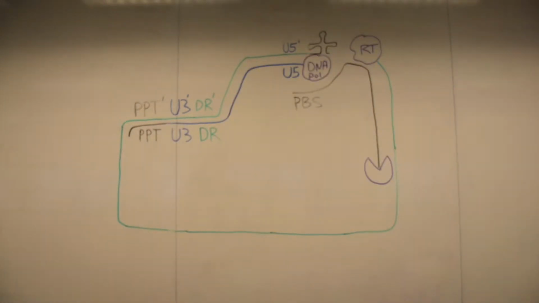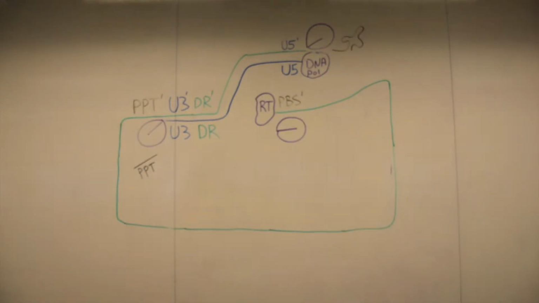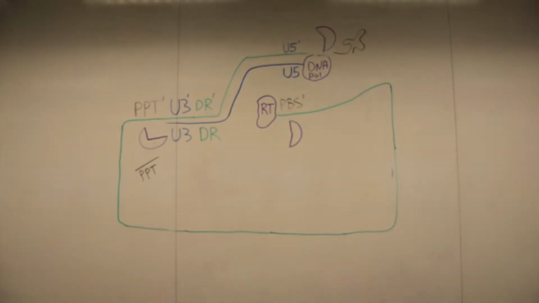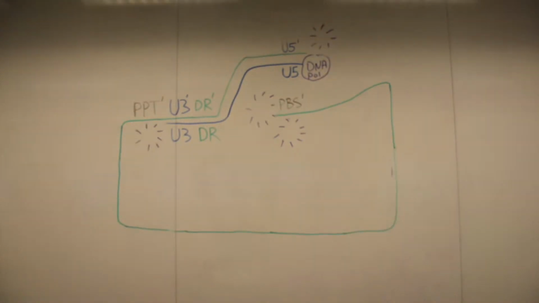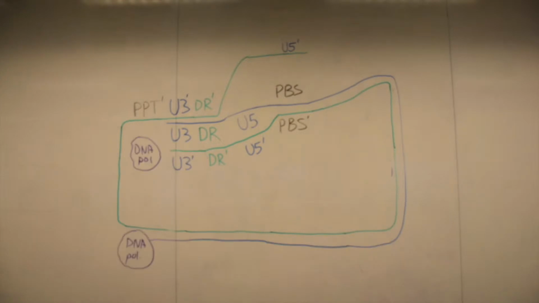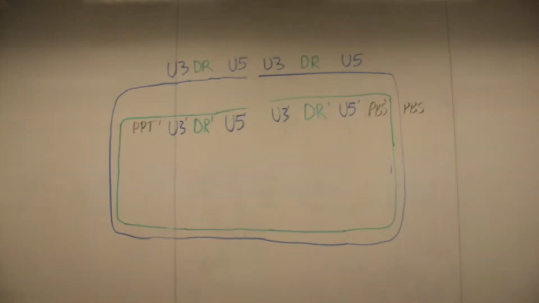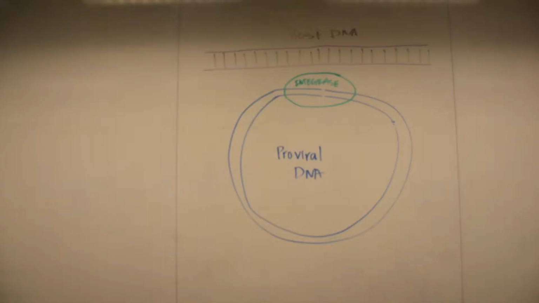The final pieces of RNA are then degraded, and the positive strand DNA template swaps to the PBS sequence of the minus strand DNA. Strand displacement synthesis of the minus strand completes the entire minus strand DNA. The positive sense DNA then completes synthesis to create the full proviral DNA.